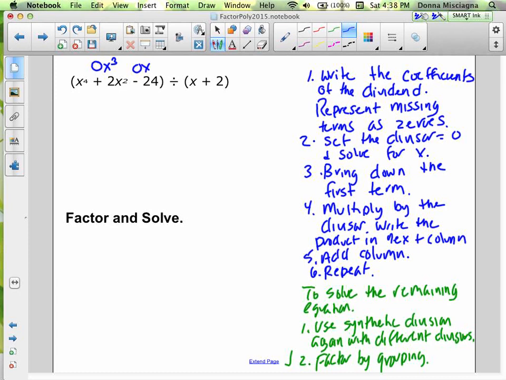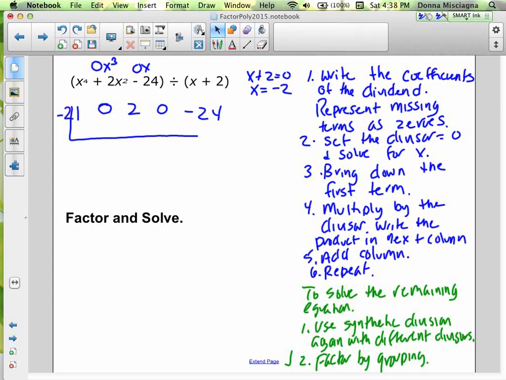All right, so we have 1, 0, 2, 0, negative 24. That's our dividend. And then our divisor, right? For synthetic division, we need to change the factor to the zero. So we have x plus 2 equals 0. Subtract 2 from both sides. x is negative 2. Right? So in synthetic division, that is going to be our divisor.